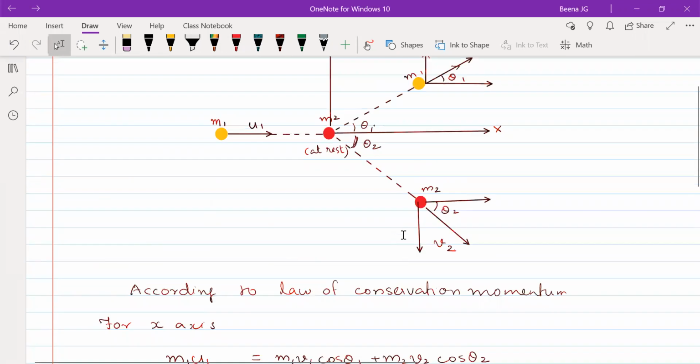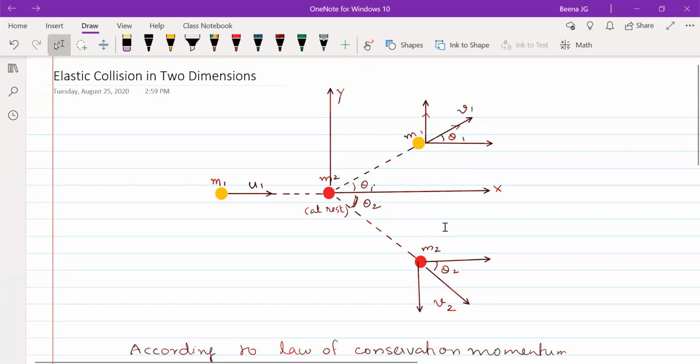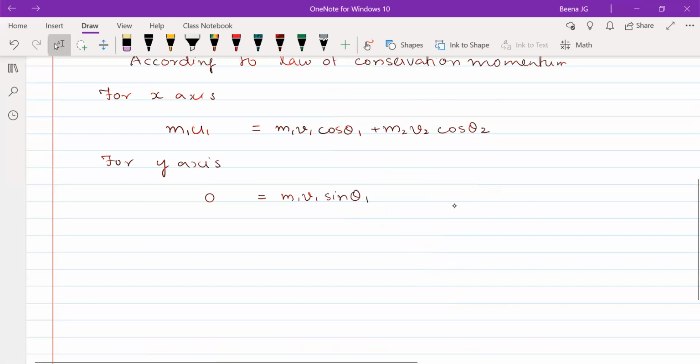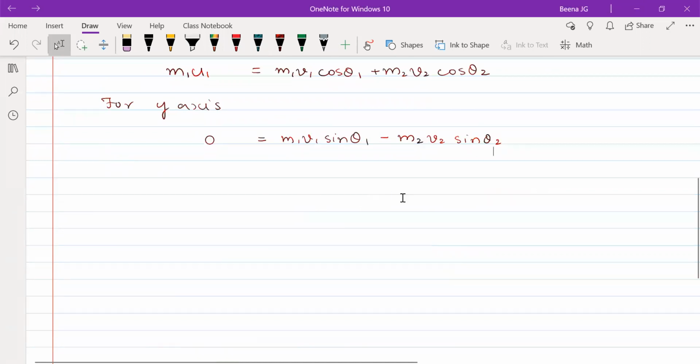Now let us see what about m2. m2 is moving in the downward direction, so the y component will be along the negative y direction. So we can write the y component as minus m2 v2 sin θ2. So we wrote the equations according to the conservation of momentum.